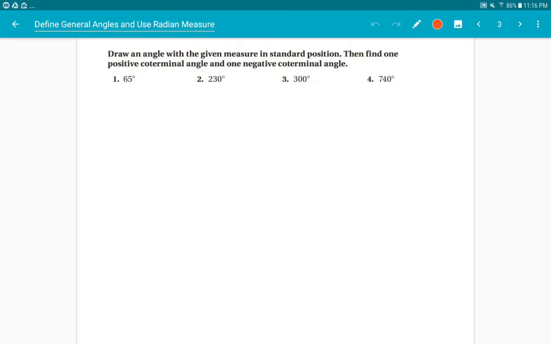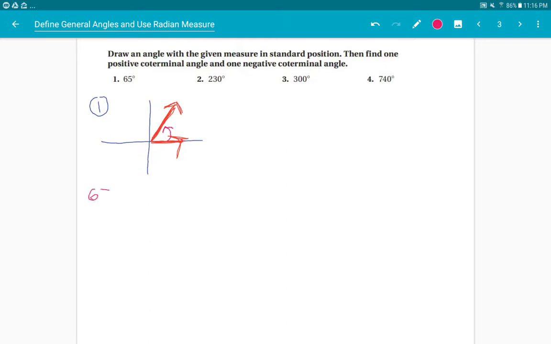Here, we're going to draw an angle with the given measure in standard position, then find one positive coterminal angle and one negative coterminal angle. Let's look at number one. Number one is a 65-degree angle. We're not going to be as accurate as we're supposed to be; we're in the ballpark area. If I drew that in standard position, my initial side is going to be here. My terminal side needs to lie somewhere between 0 and 90, but probably closer to 90, because it is in quadrant 1. Then you also need to draw the arrow from the initial side to the terminal side.